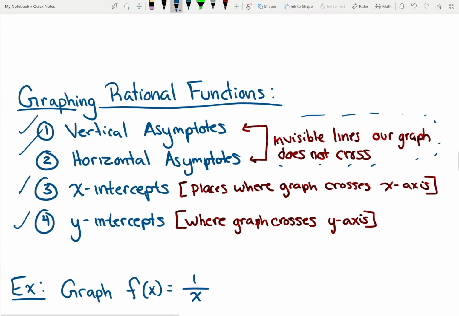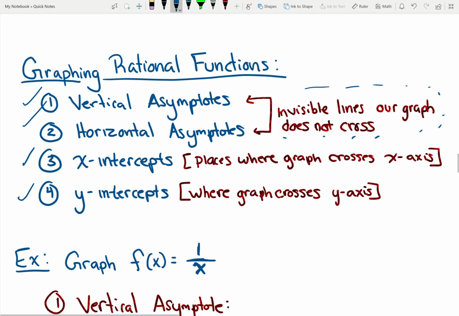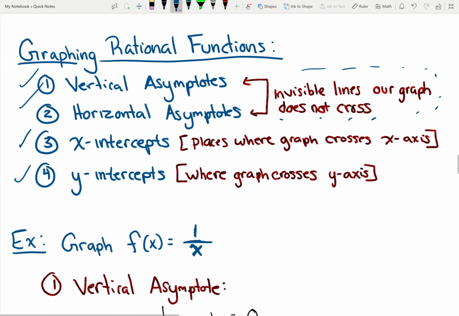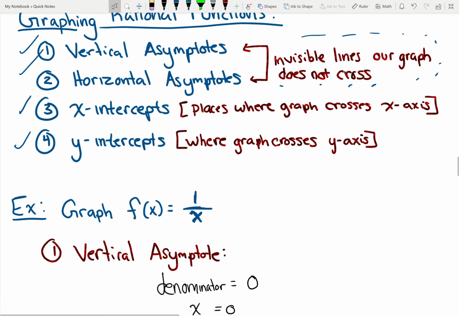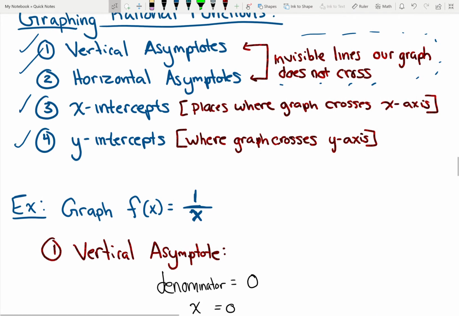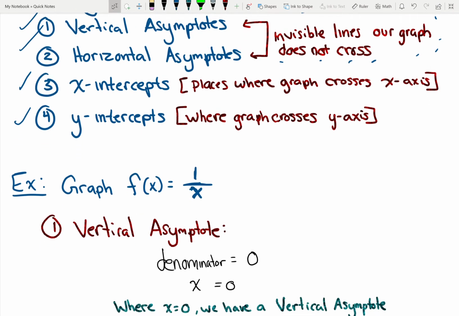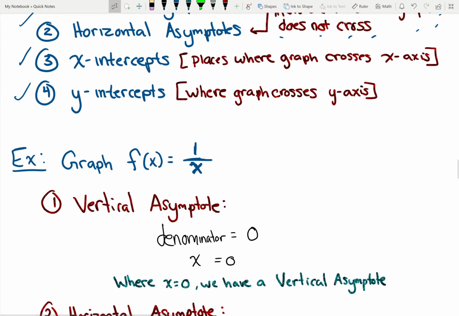The first function we're looking at is this one right here: f of x equals 1 divided by x. Now, the first thing we should do is look at where the vertical asymptotes are. If you remember from the vertical asymptote video, we can find the vertical asymptote by setting the denominator equal to 0. Our denominator here is just x, so we have the statement x equals 0. This tells us that where x equals 0, we have a vertical asymptote. Simple as that.